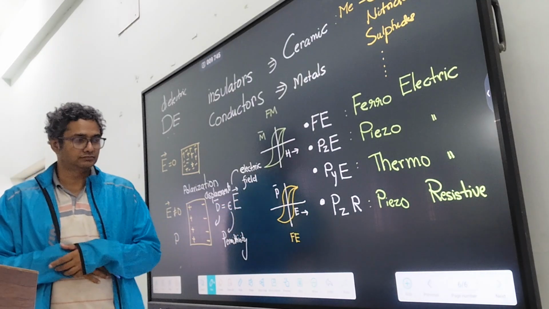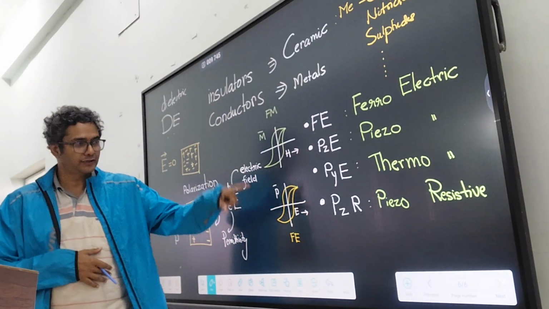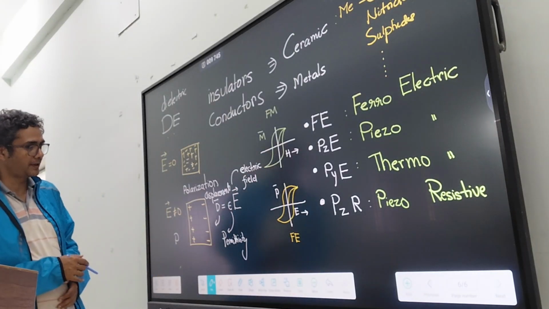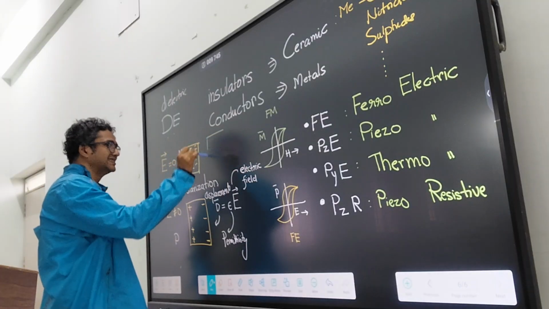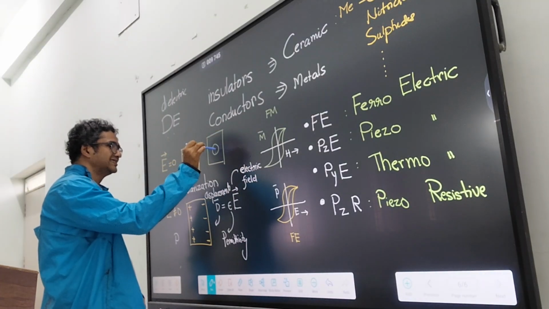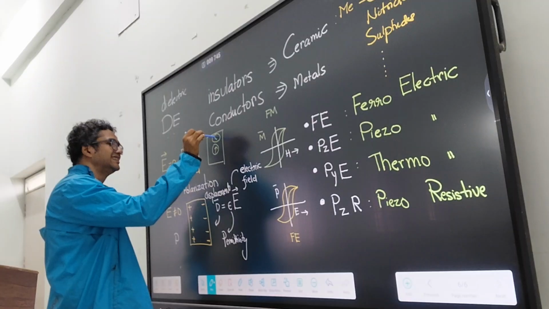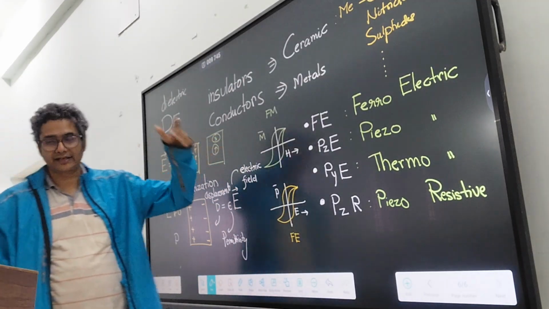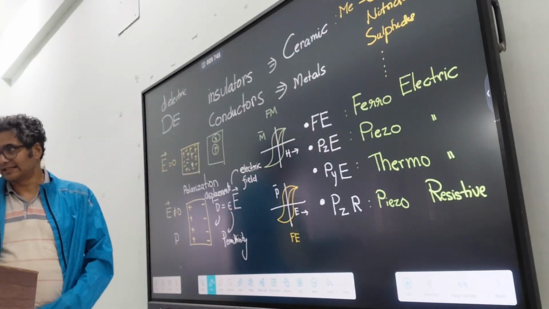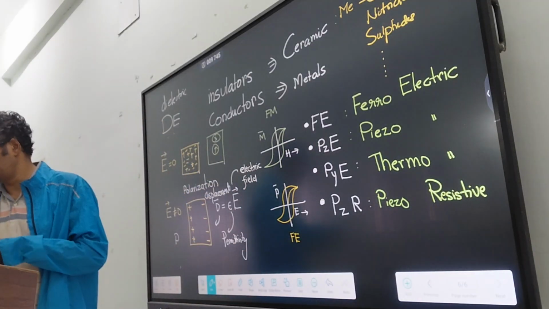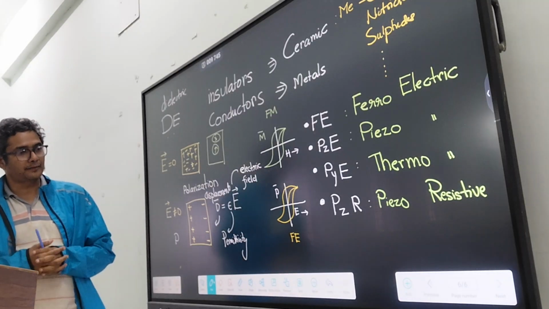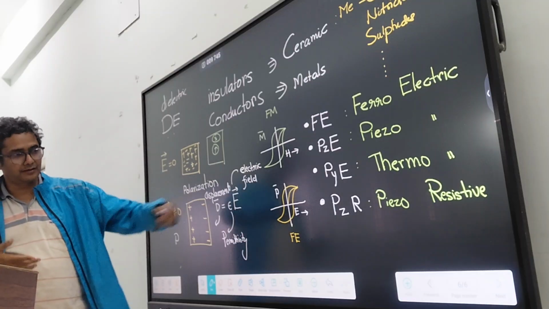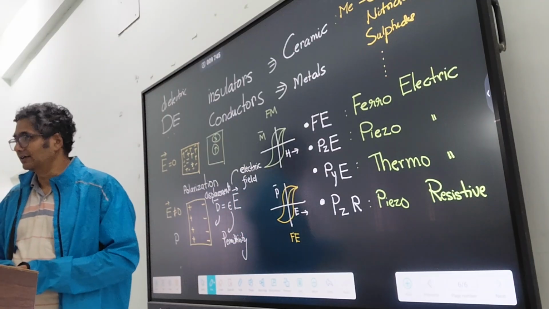Those are called ferroelectric. Similar to the case of ferromagnetic: there are magnetic domains, which you studied in plus two. In a magnetic material there are domains, and when you apply a magnetic field, all of them get aligned in a particular direction. A magnet is already aligned, so those are called ferromagnetic materials. Similarly, if the electric polarization domains are aligned, I can call it a ferroelectric material.